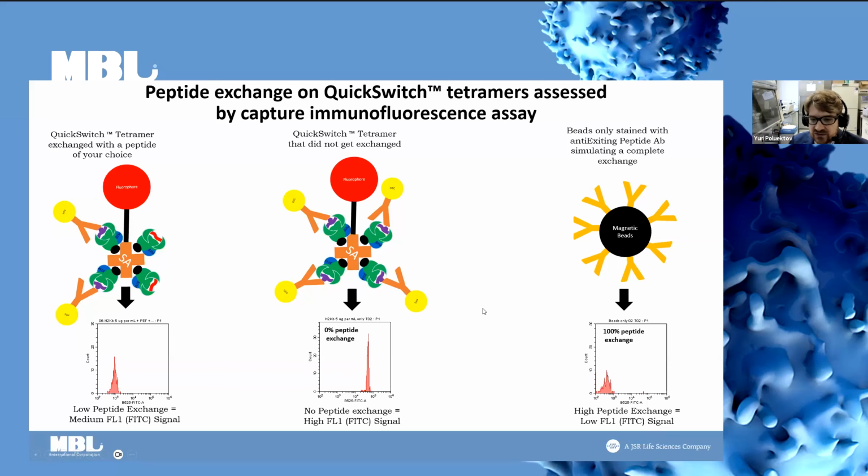The FITC signal of the peptide loaded in the QuickSwitch tetramer will probably fall somewhere in between those two values. And under normal circumstances, you probably should exchange everything and it will look more like this and less like this. By using the relative MFI FITC staining signals of the sample and the positive and negative control, you can determine the percent of exiting peptide that is still bound to your MHC molecule following the peptide exchange.